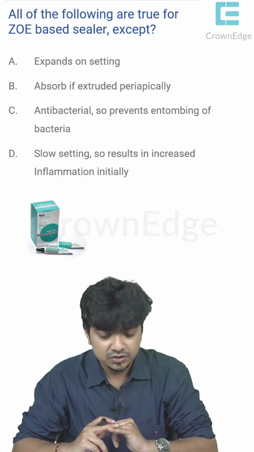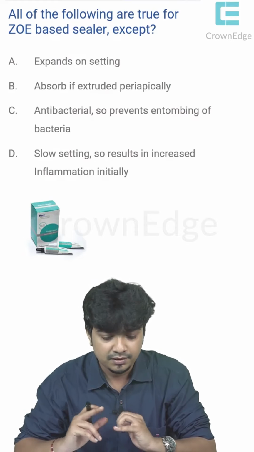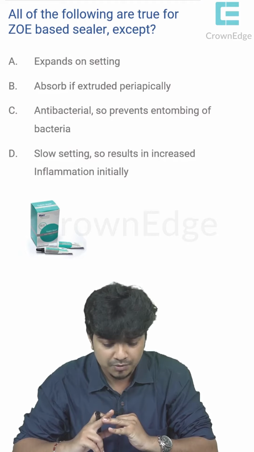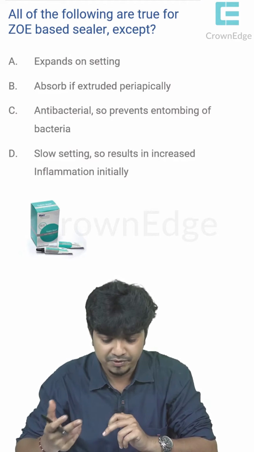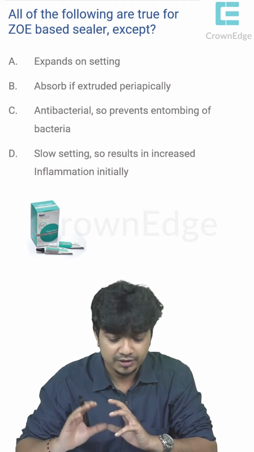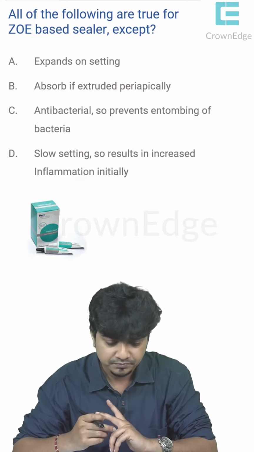So the next question is, all of the following are true for zinc oxide based sealer except: expands on setting, absorbs if it is extruded periapically, it is antibacterial so prevents the entombing of bacteria, or it is slow setting so it results in increased inflammation initially.